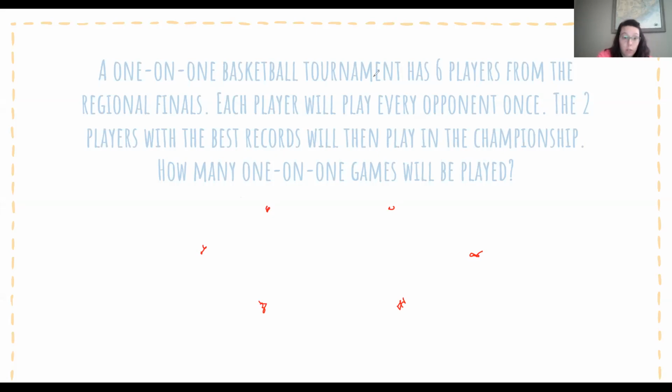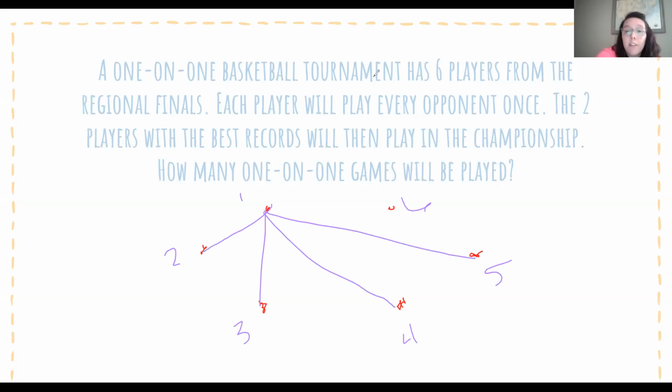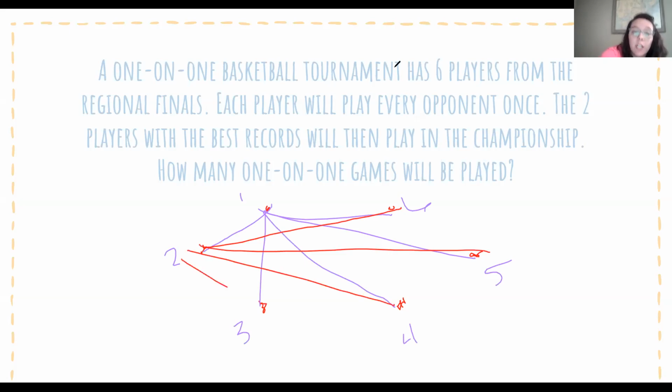So I'm going to show you this really quick. So if this was player 1, he can play with this player. So let's label, I'm going to go around and label him really quick. So I have my 6 players. So the first player cannot play himself. The first player can play 2, 3, 4, 5, and 6. Then player 2 can then play player 6, player 5, player 4, and player 3, and he's already played player 1.